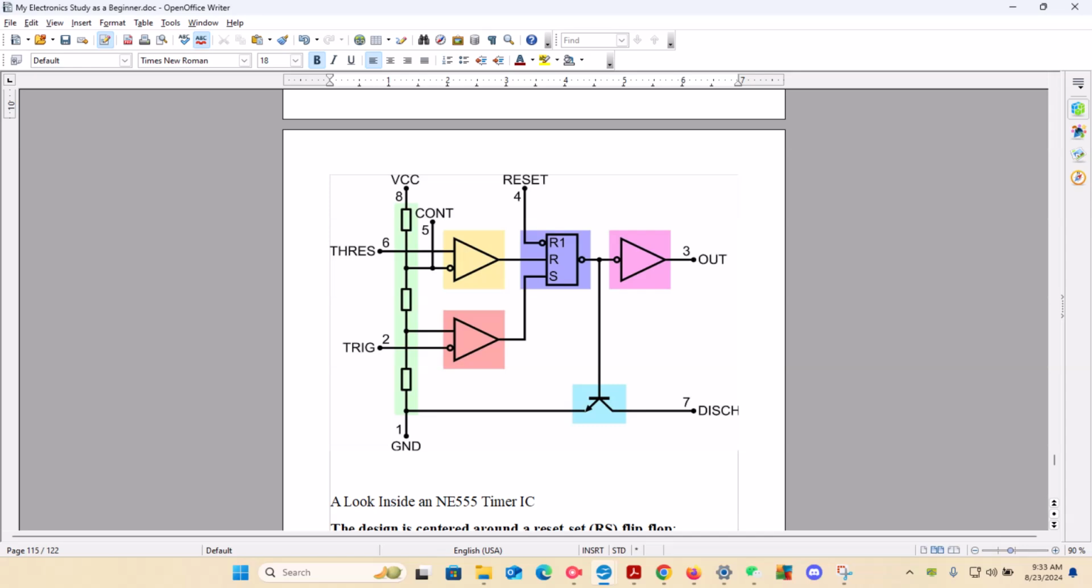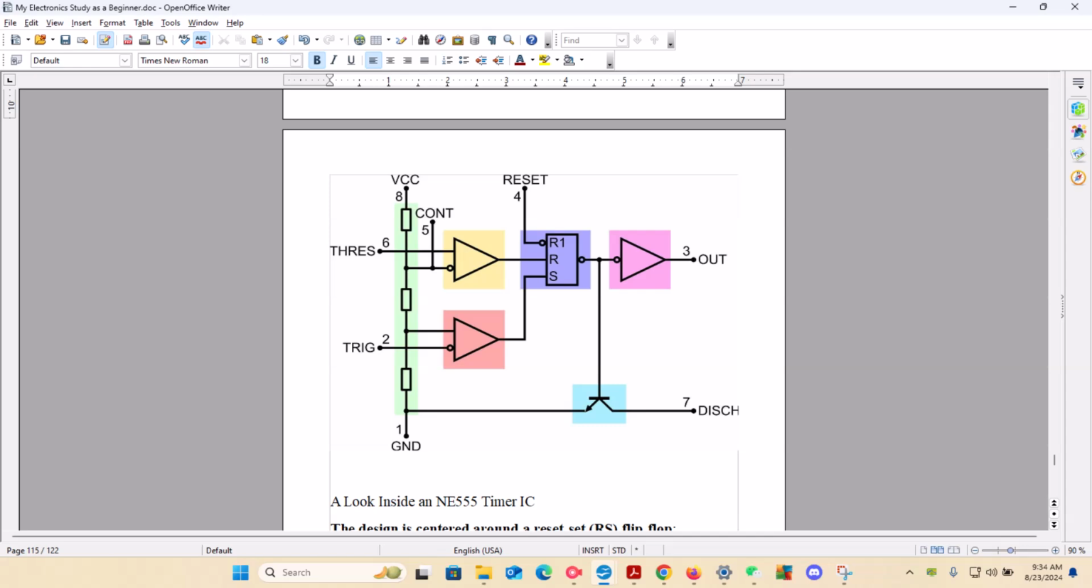So what we want to do is look at this one, reading it from left to right, because the right is the end of the circuit, the left is the start of the circuit. We want to look at it logically from lowest number to highest number. Okay, so we want to look at each function. First function is ground. Second function is trig. Third one is out. Fourth one is the reset. The fifth is continuity. The 6 is the threshold, and the 7 is the discharge, and the 8 is the VCC.